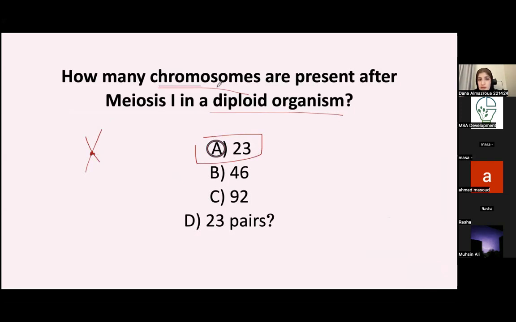So they're asking you about the number of chromosomes. So you'd say 23. Diploid organism is just there to confuse you. It's just like saying a human, basically.